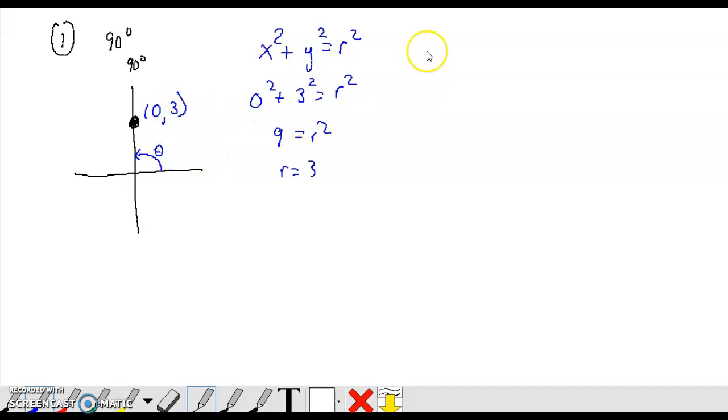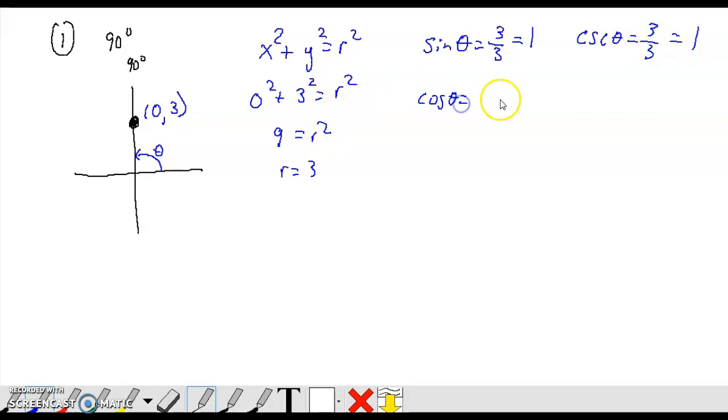So now let's find our 6 trig functions. The sine of theta is y over r, so 3 over 3, which breaks down to 1. That's easy. I'll find the reciprocal right now. If I flip this around, it's still 3 over 3, so cosecant also equals 1. My cosine of theta is x over r, so 0 over 3 is equal to 0. And then the secant of theta will be 3 over 0.